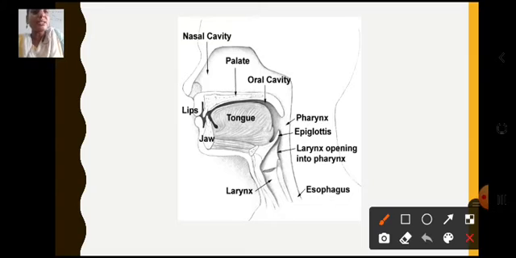Here you can see this is the pharynx, and this side is the windpipe, and this side we have the esophagus. Air has to enter this side, food has to enter this side. So this is the epiglottis, which will close the trachea when food is entering the food pipe, so that the food does not enter into the windpipe.